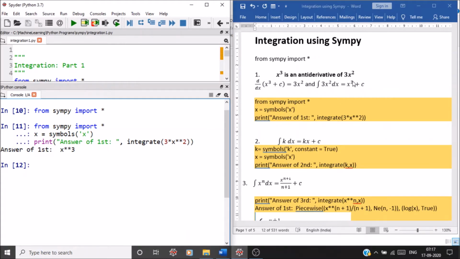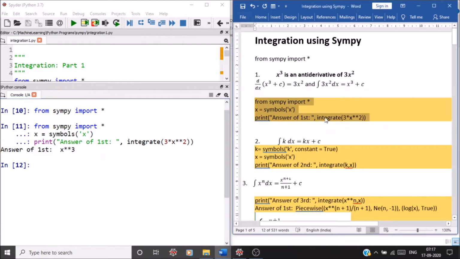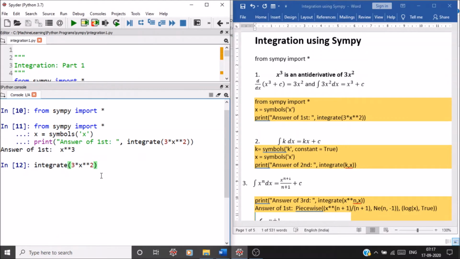Now you can see here in the original problem the solution is x to the power 3 plus c, but SymPy doesn't return the c, so it doesn't display the constant part. Okay, so if it is required you have to add it additionally. Now suppose we want to see it in a proper format, so you have to execute only this particular part. So if you execute only this particular part, you can see the answer is x to the power 3.